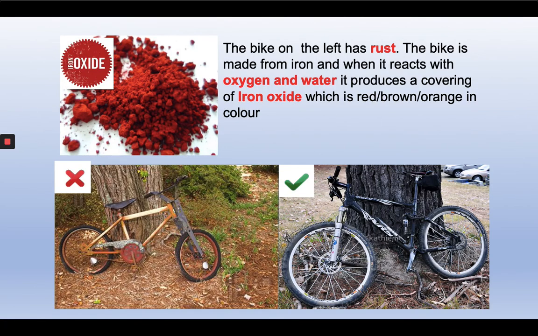So just looking back at the bikes, what is formed is something called iron oxide. The bike is made of iron, the metal, and it reacts with oxygen to form iron oxide, and that's what gives it that rusty looking reddy colour. So the bike on the left has rust. When it reacts with oxygen and water, it produces a covering of iron oxide, which is a reddy brown, orangey sort of colour. A lot of bikes are made of different materials these days, so they won't rust as easily when they're left out. A bit more hard wearing.